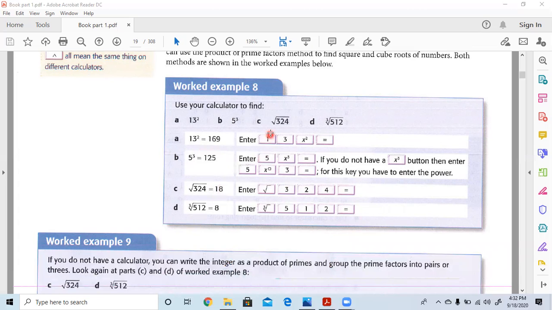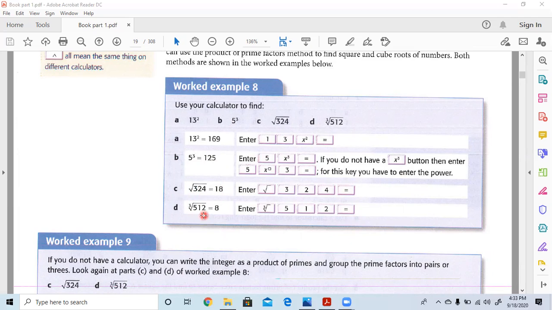Now under root 324. If you put under root, you will get the answer: which number multiplied by the same number gives it, like 18. 18 multiplied by 18 gives this answer. How will we remove this root? I write here 18 square, so this square cancels this root, and we finish it like that.